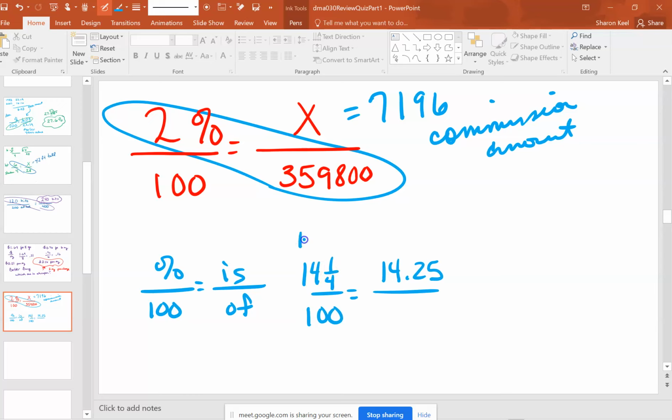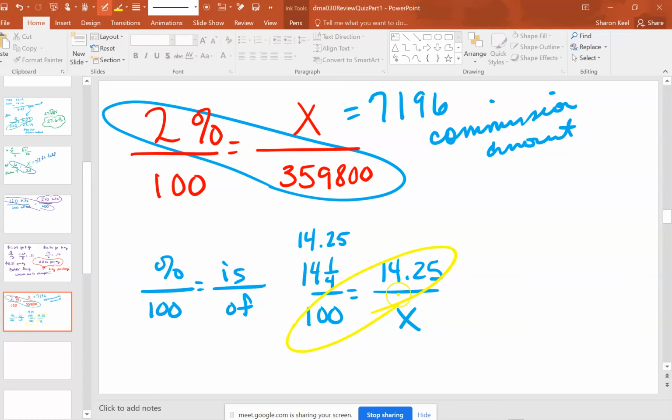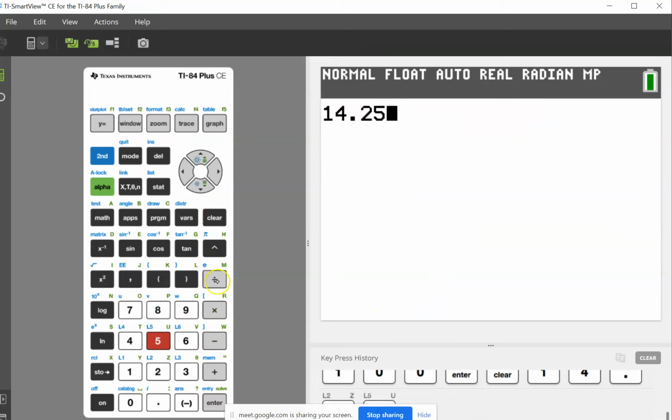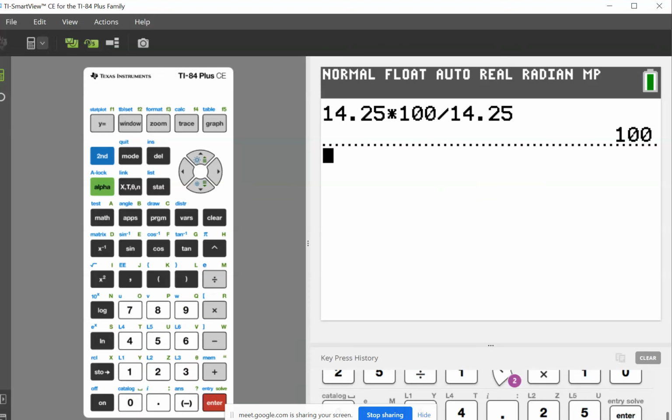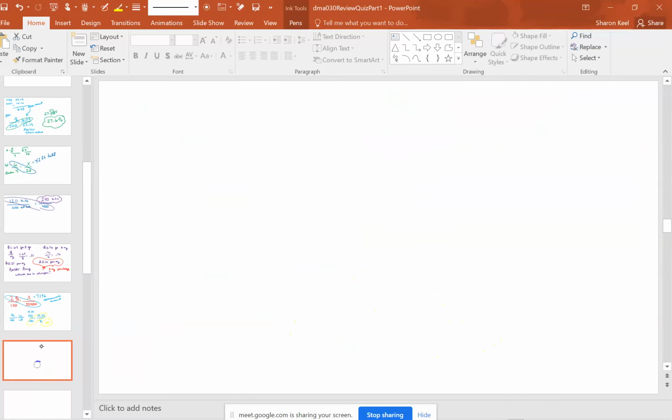14.25%. Now a quarter is the same as 0.25, of what number? When you cross multiply and divide, you're going to have 14.25 times 100 divided by 14.25, and that gives you 100. So that answer is 100 for this one.